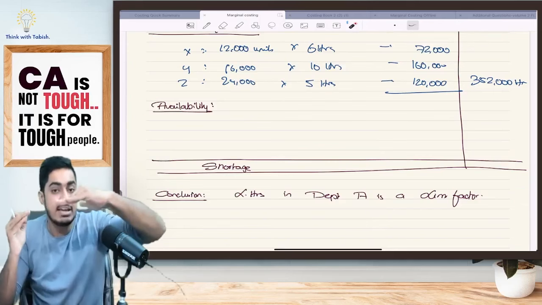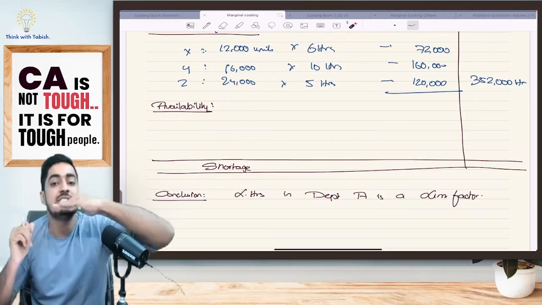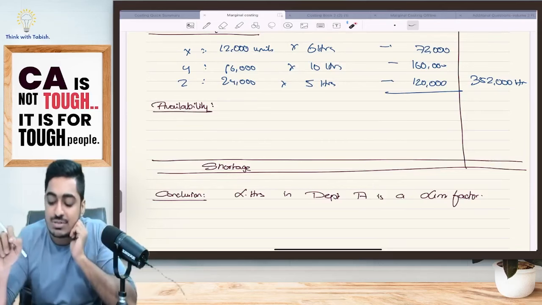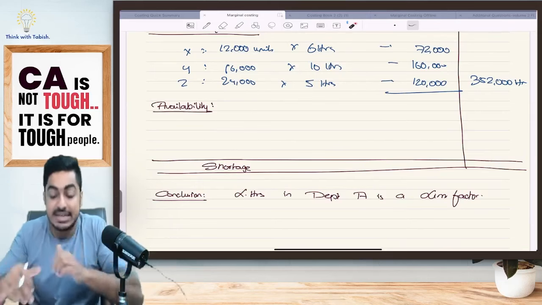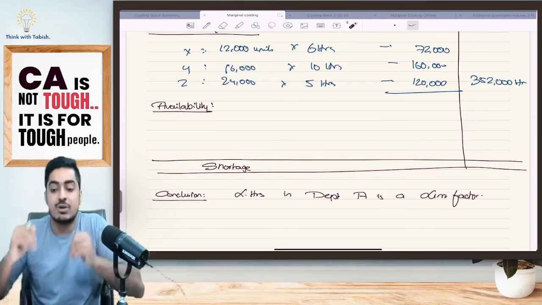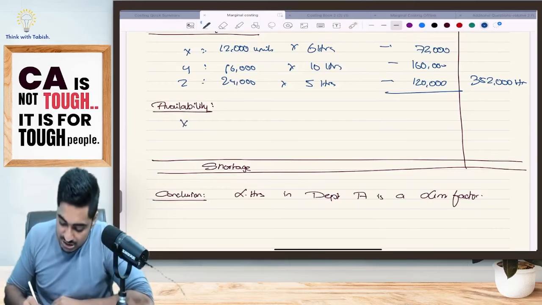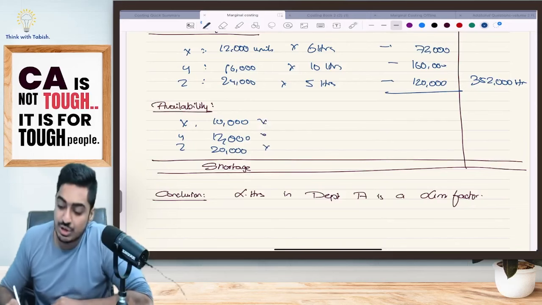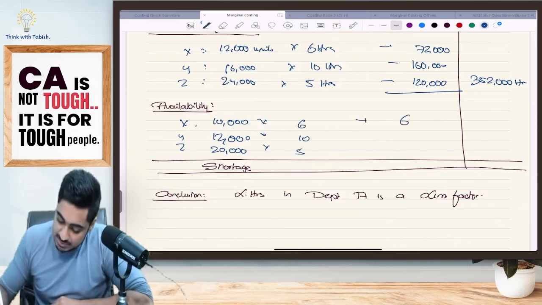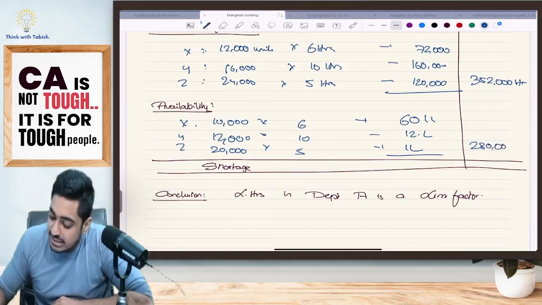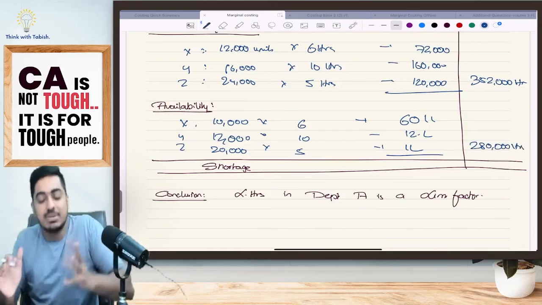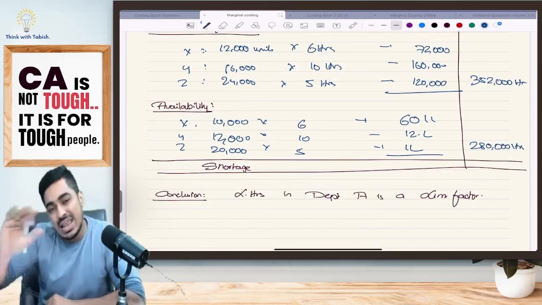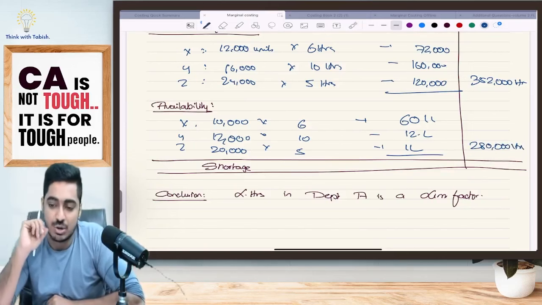That means, what is the present level? I cannot increase it beyond that. How do I calculate the present level? If you see annual production at present, in this year, how many units am I producing? The question is telling that right now I'm producing 10,000 units of X, 12,000 units of Y, 20,000 units of Z. Yes or no? To produce 1 unit of X, 6 hours; Y, 10 hours; Z, 5 hours. That means 60,000, 1,20,000, 1 lakh. That means right now 2,80,000 hours is available. That means for next year also, 2,80,000 hours will be available with me. Yes or no, everyone? Is this clear?